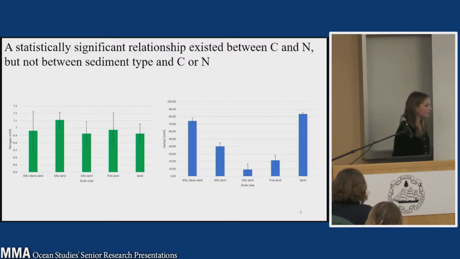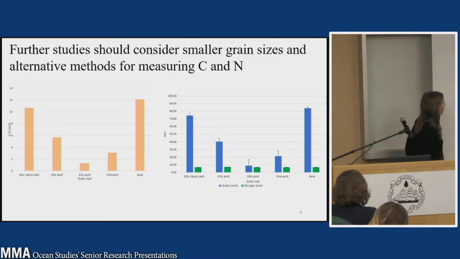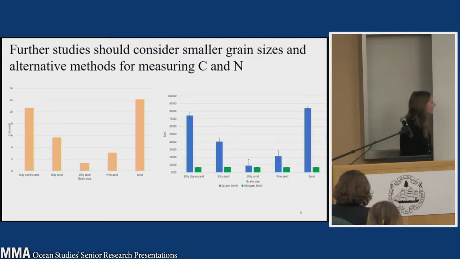On the next slide, I have them side by side on the same axis, so you can see it a little bit better. I did my t-tests between carbon and nitrogen, carbon and grain size, and nitrogen and grain size, and I only found a significant relationship between carbon and nitrogen. The graph on the right-hand side is the carbon in blue and the nitrogen in green, both in millimolar on the same scale. And this one on the left, the orangish color, is the ratio of carbon to nitrogen, again with grain size. I didn't do any statistical analyses on the ratio itself because of the way Excel does the math for the t-test. It did not like it.